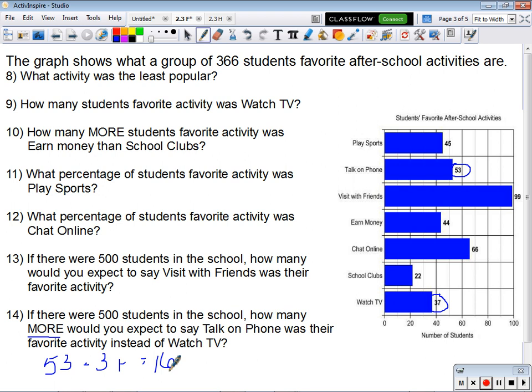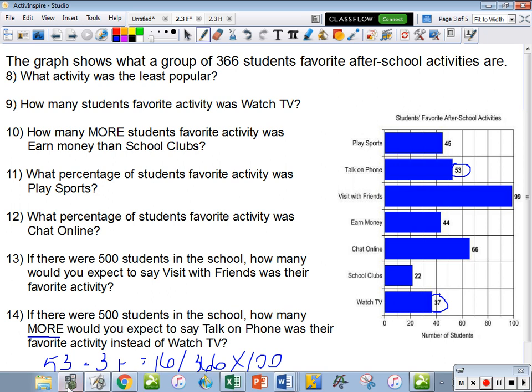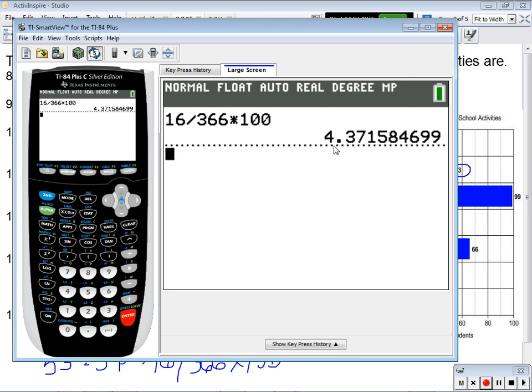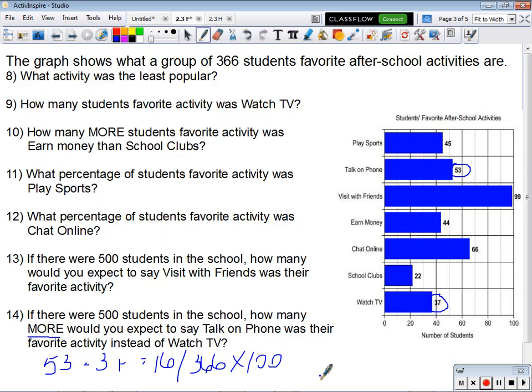So from here I want to take 16 and I want to convert it to a percent. So I'm going to take 16 divided by the total times 100. So when I do that, I got here 16 divided by 366 times 100. So this comes out to be roughly about, since this is 4.3, we'll call it 4%. So I got that here.